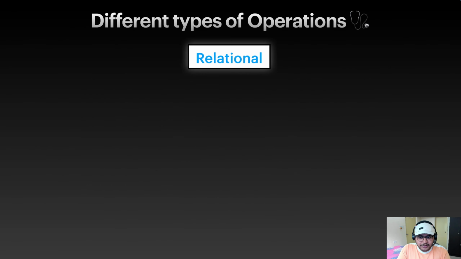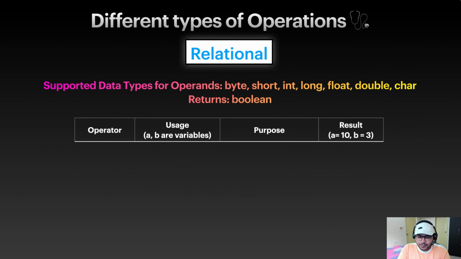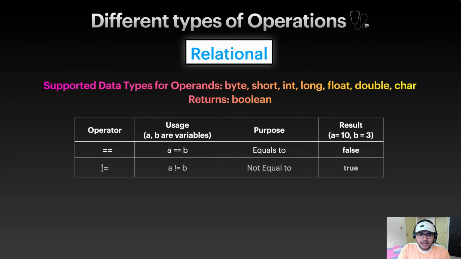The next set of operators are relational operators. These are also binary operators, that is, they take two operands, but they return a Boolean value. Java provides 6 relational operators. Their names are self-explanatory. Consider two numbers, 10 and 3, and ask yourself a question. Is 10 equal to 3? No, so it returns false. Is 10 not equal to 3? Yes, so it returns true.